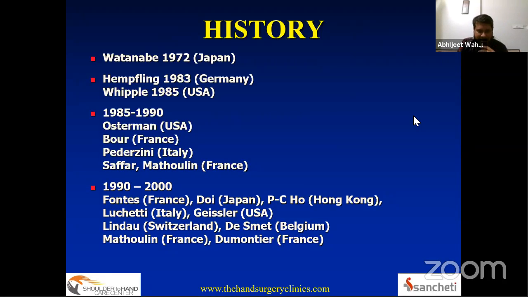It was in the 1990s that wrist arthroscopy started receiving its attention and was advanced by people from all around the world. A few notable names are listed on this slide, and they include Didier Fontes from France, Kazuteru Doi from Japan. PC Ho is a giant who continues to amaze people with his surgical skills and knowledge and techniques in wrist arthroscopy. Ricardo Lucchetti, Andriadze, Geisler, Tommy Lindau, Luc Desmet, and my mentor, Christoph Mathula, and of course, Bill Geisler from the US was the father of wrist arthroscopy.